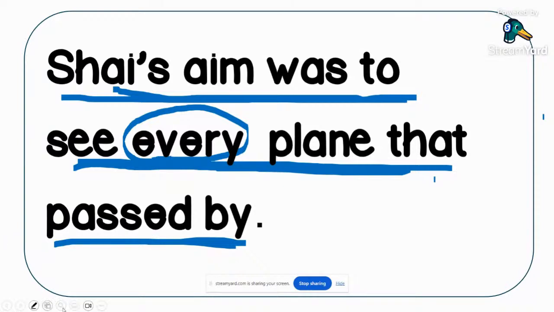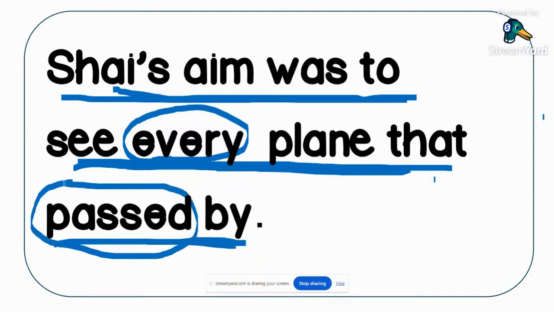Good. Very good. So can you remember which word says past? Let's see if you can find past, because we have two words there with P. Which one is past? This one. Very good. Remember the word is past. Remember the ED makes the sound t in this word. Past.